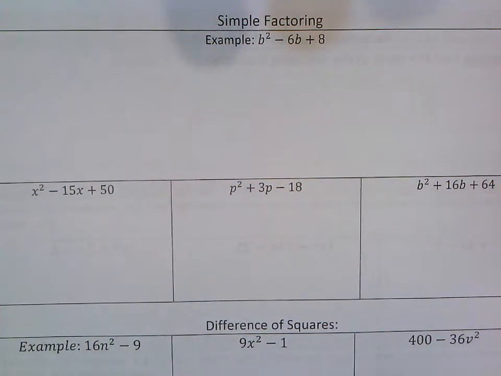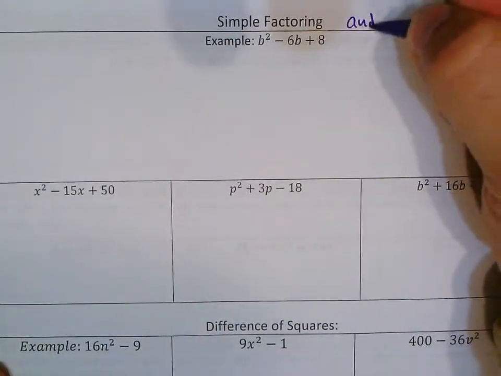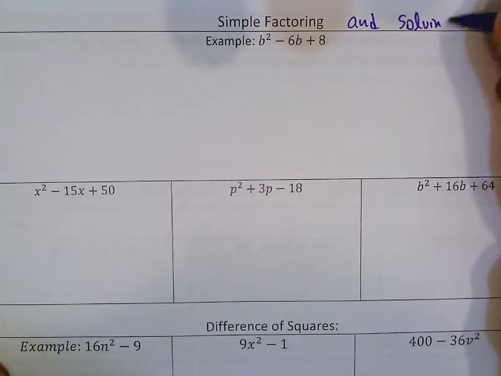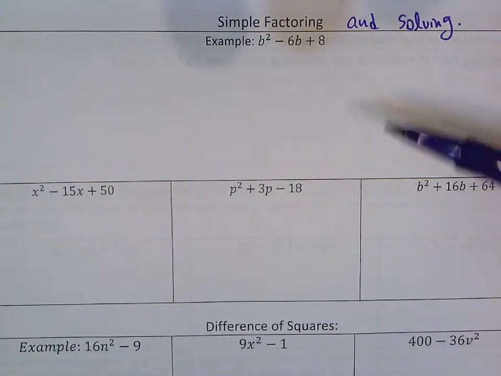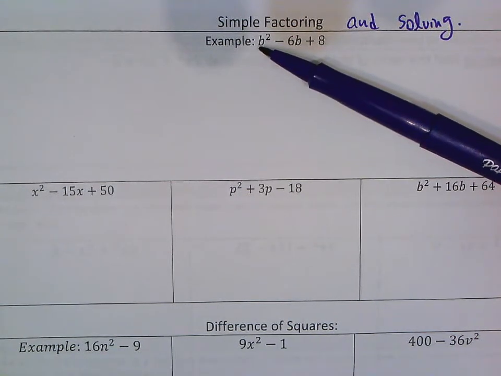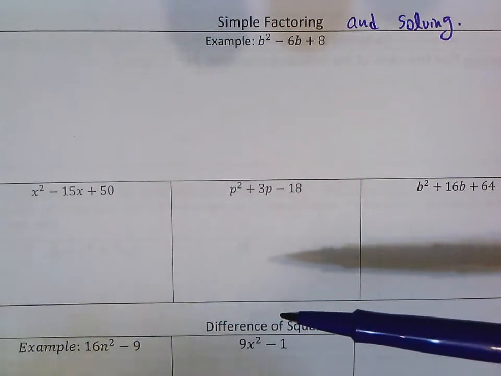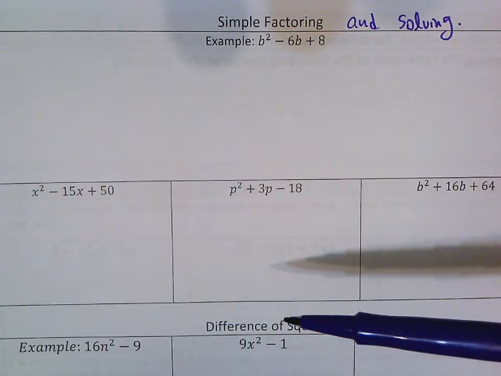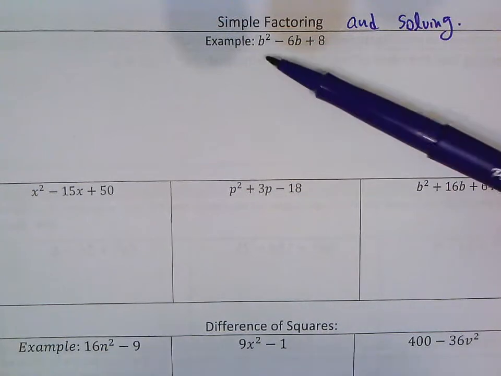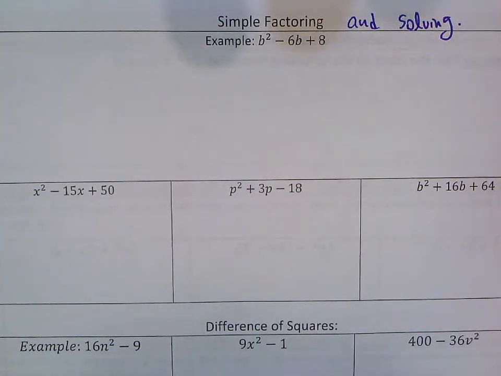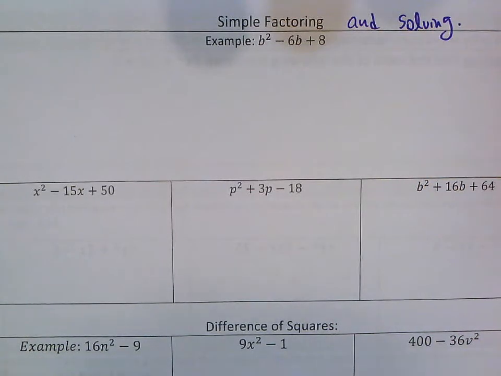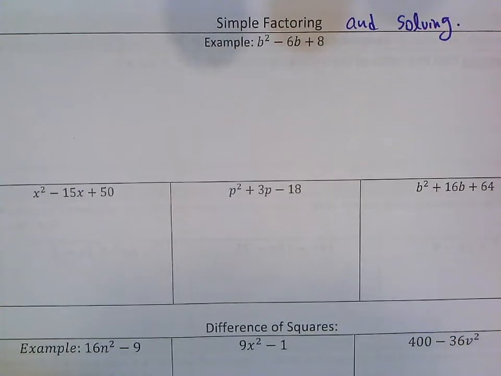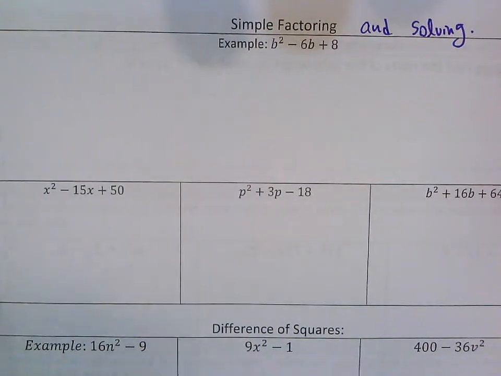In this video, we're going to discuss simple factoring and solving. Simple factoring is just when the leading coefficient is 1. The leading coefficient is the number in front of the variable with the highest exponent. If your leading coefficient is 1, as in this case, then you can factor and solve this way.